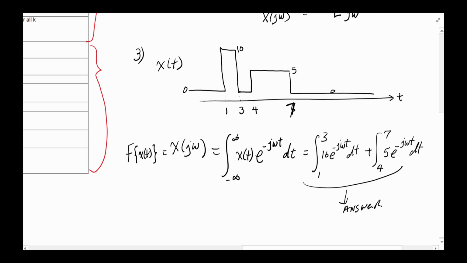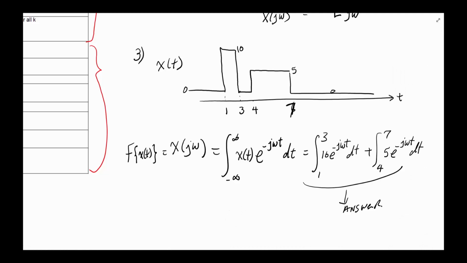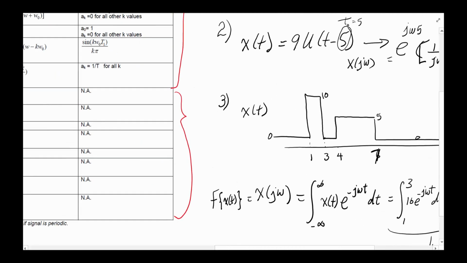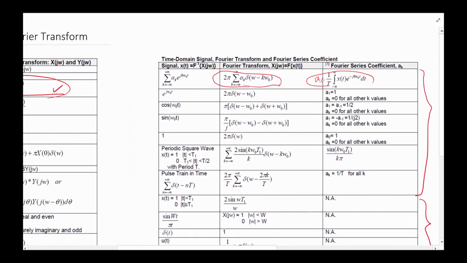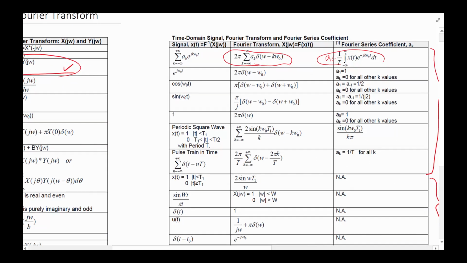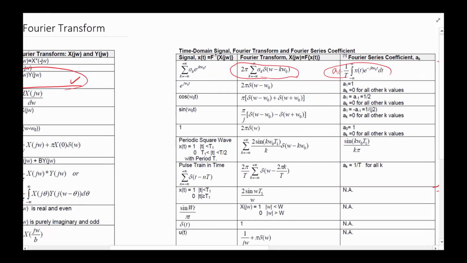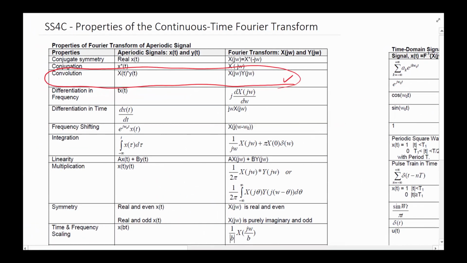That brings us to the end of this discussion of how to use the property table and the standard Fourier transform relationships that usually are available in a table format to figure out what it is. So these are the common transforms that are available to you. This is the properties table that's available to you.